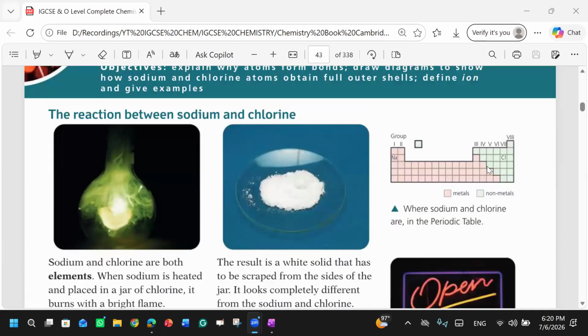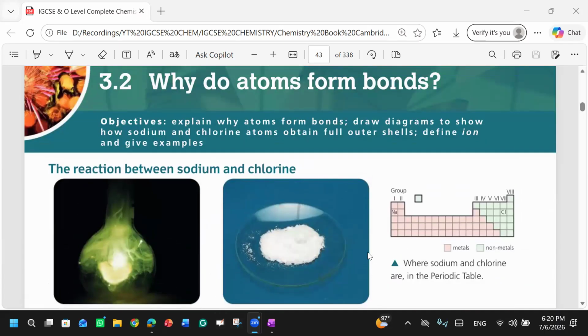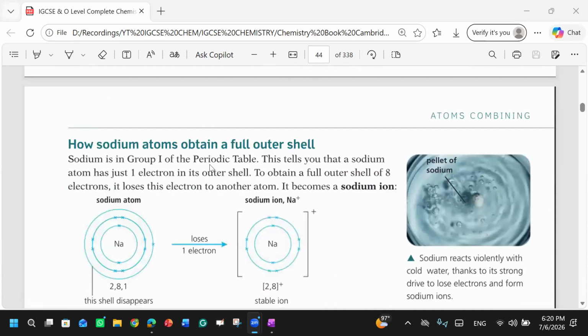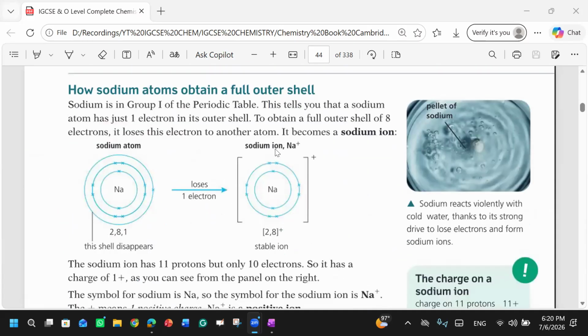Okay, then we have this one. The next: how do atoms obtain a full outer shell? This we have done already, right? There are two, 8 and 1. Then it will lose one electron, so it means the last shell will be empty.